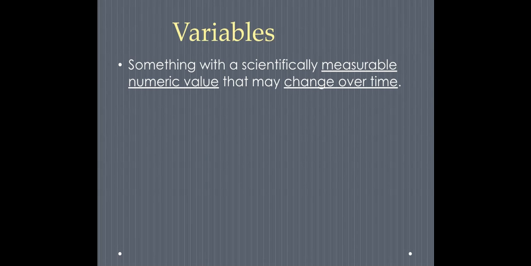So a variable is just something that you can scientifically measure in a numerical value, and that can change over time. So when we talk about numerical value, we're talking about an actual number. So it's something you can measure with numbers instead of saying something like that thing was hot, cold, or very hot. You need to have numbers.